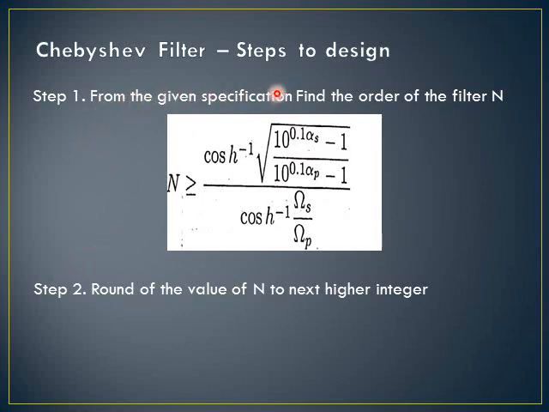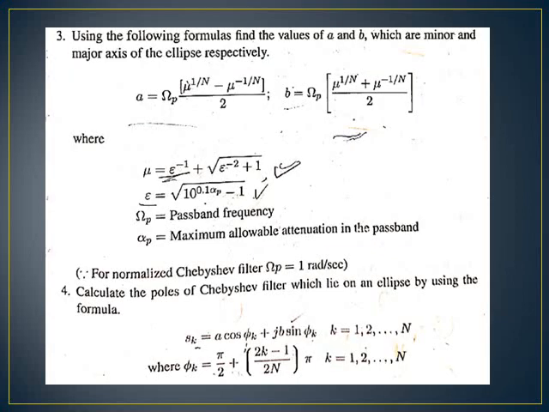Chebyshev filter, wherein step 1 is, from the given specification we need to find the order of the filter n. So here n is calculated by cosh inverse of square root of (10 to the power 0.1 alpha s minus 1) divided by (10 to the power 0.1 alpha p minus 1), whole divided by cosh inverse of omega s by omega p. Step 2 is wherein the value of n which we get, we need to round off.